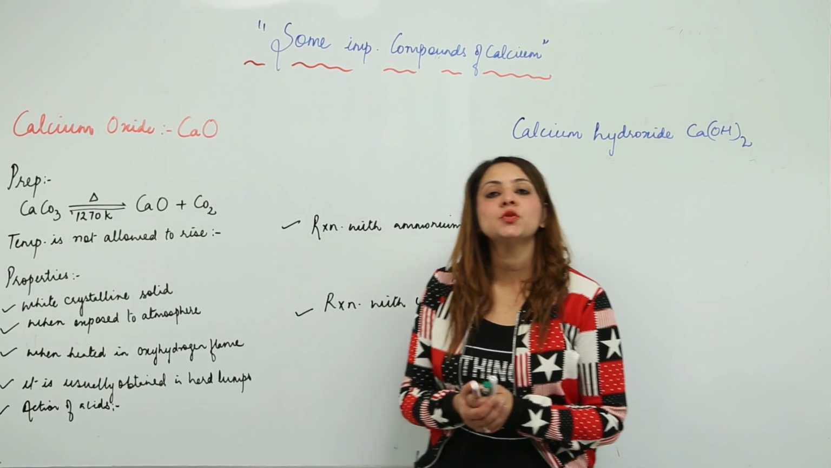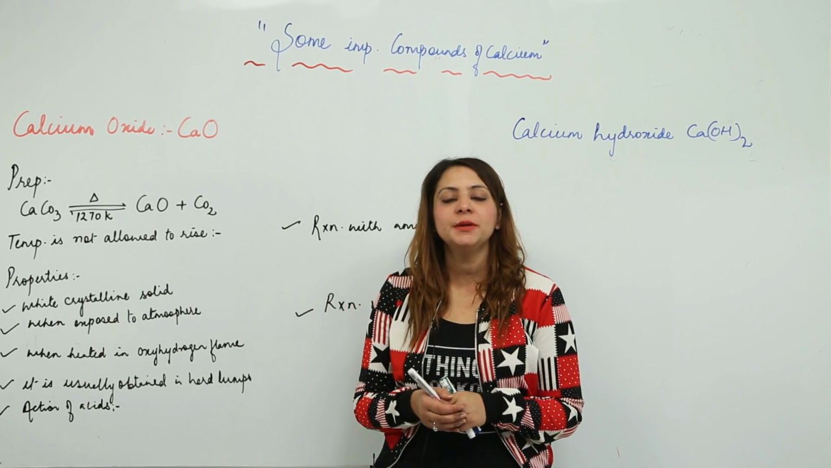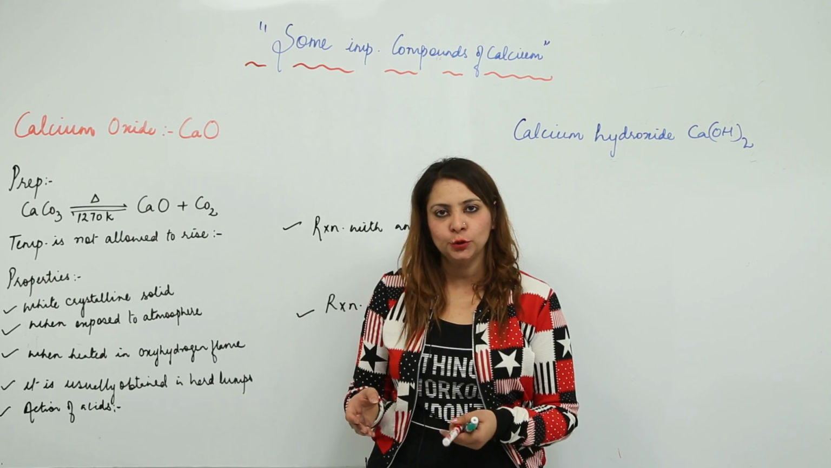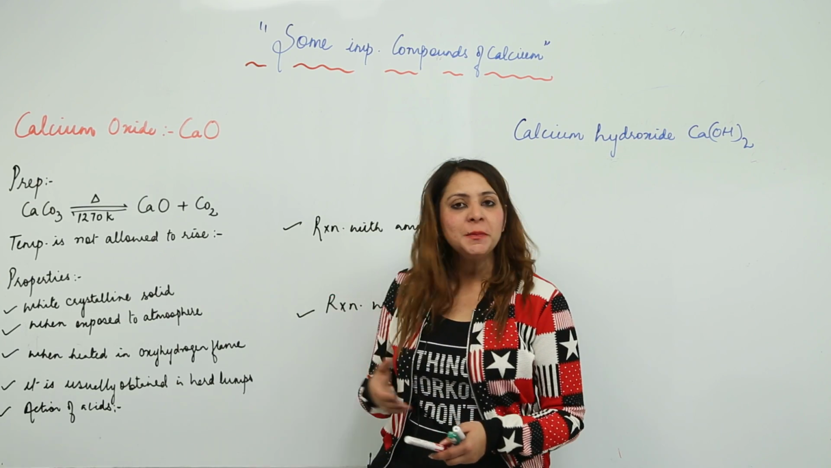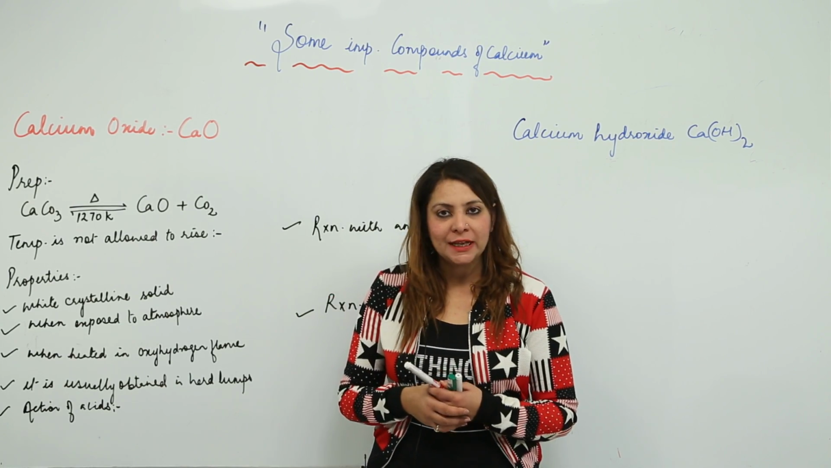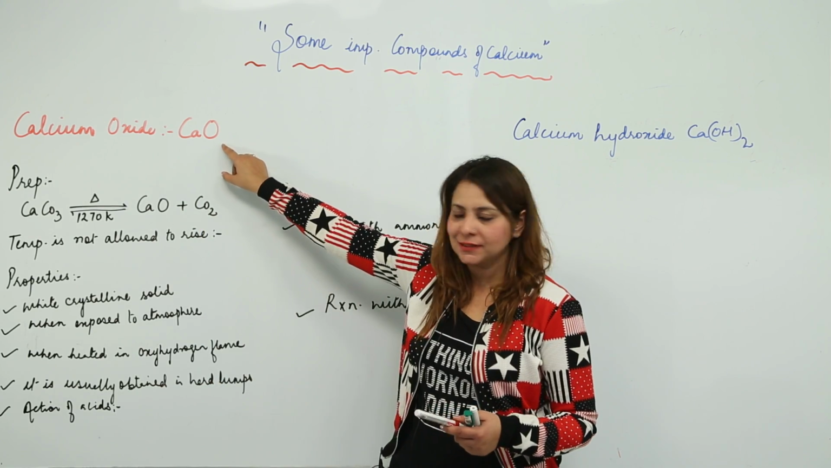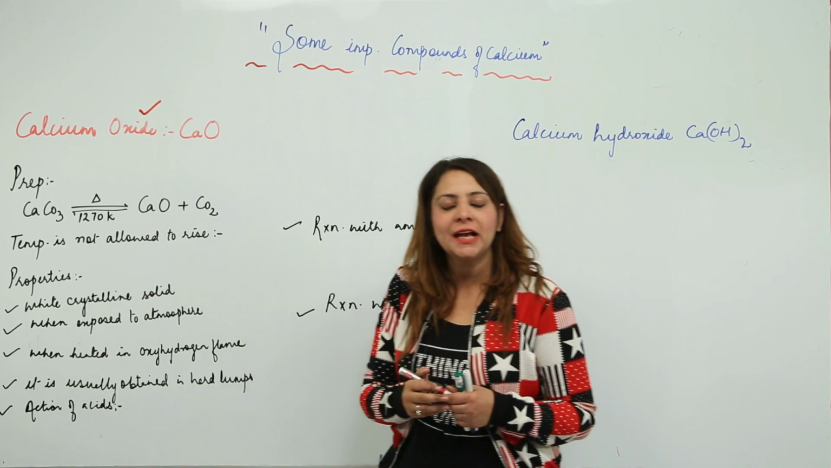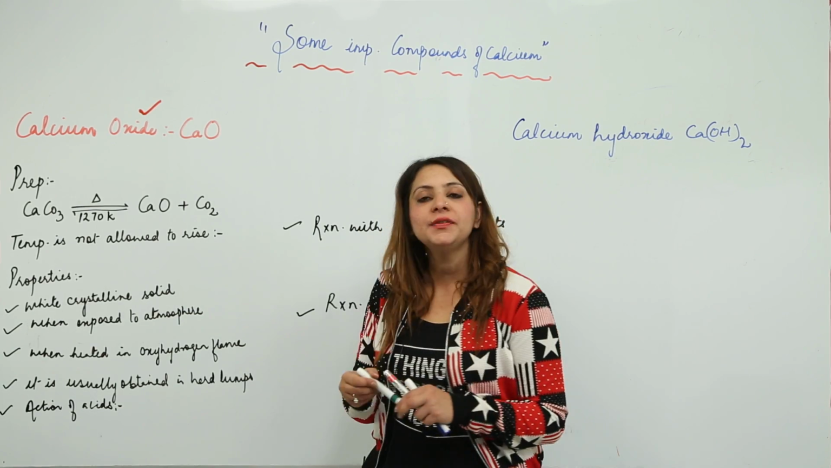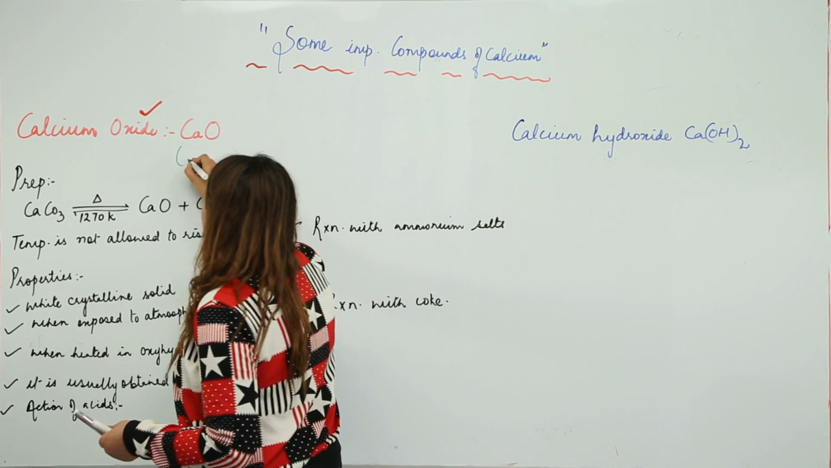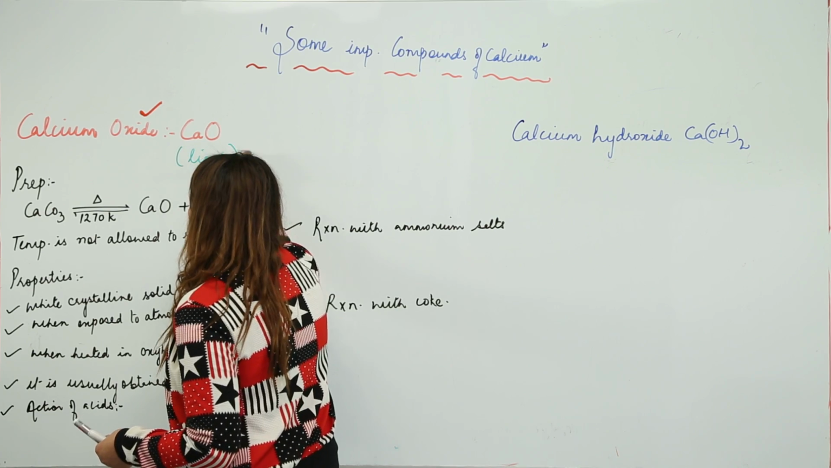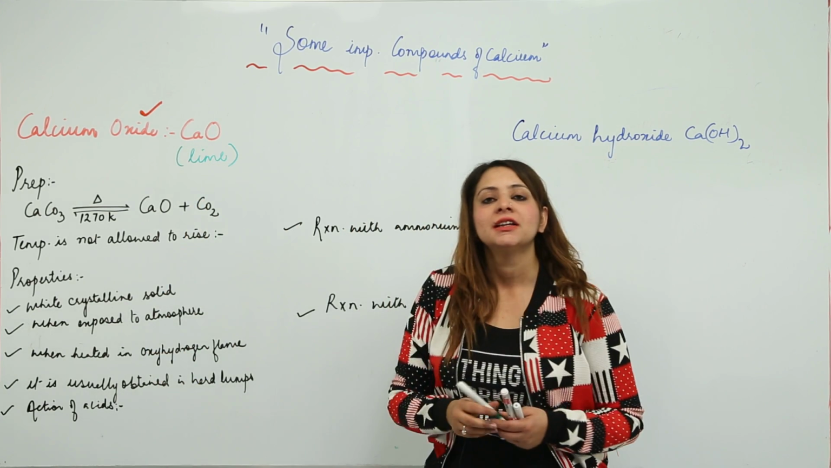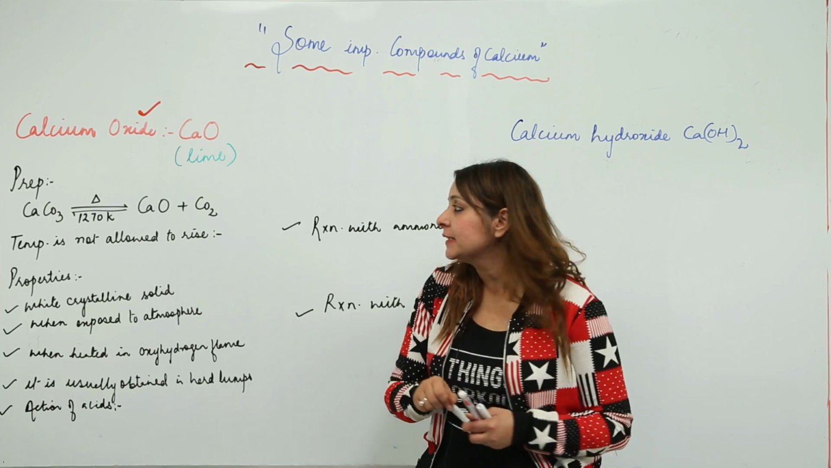Now we are going to start with the compounds of calcium, which is an alkaline earth metal, you know that. So the first basic compound which we are going to study about calcium is calcium oxide. What is the chemical name for it? It is calcium oxide. Otherwise we have a common name too, it is called lime. The common name for calcium oxide is lime.